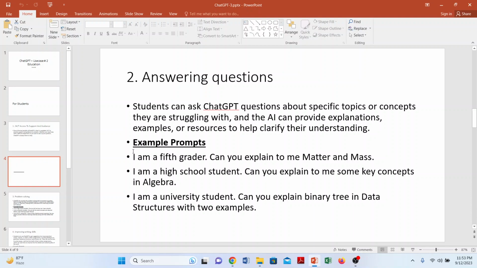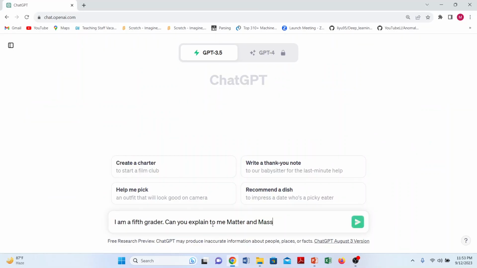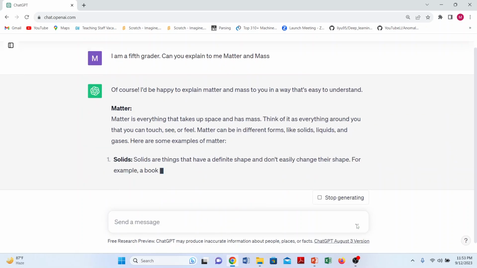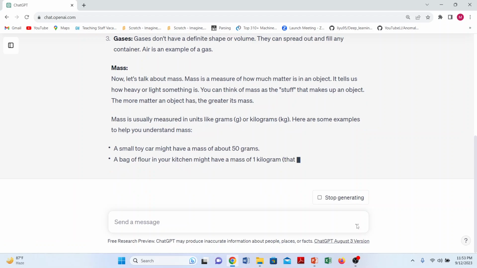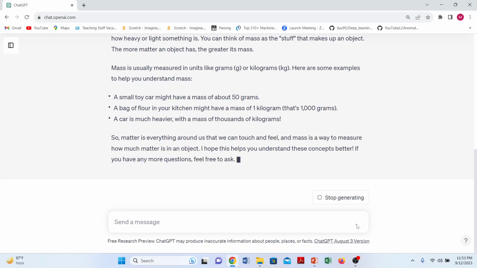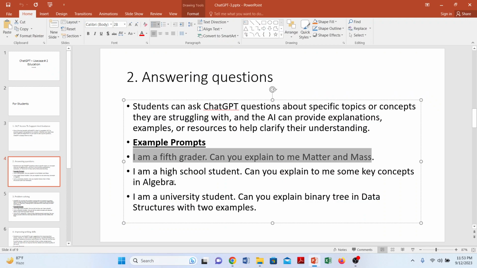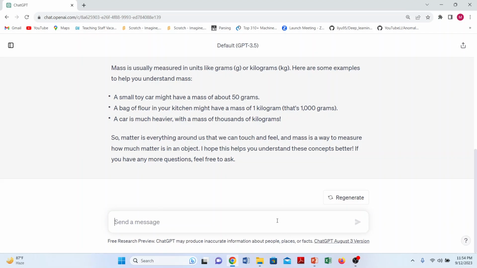If we take our first prompt, "I am a fifth grader, can you explain to me matter and mass?" and paste it in ChatGPT, you see it is giving you an explanation or details regarding matter, and then it is going to explain mass. So you can study, and if you want some more examples, you can make another prompt asking about other examples. Now, if we take this example, "I'm a high school student, can you explain to me some key concepts in algebra?" and paste it here.